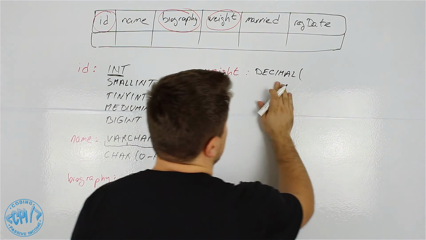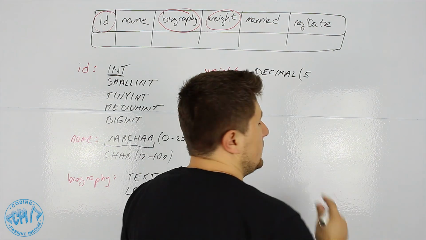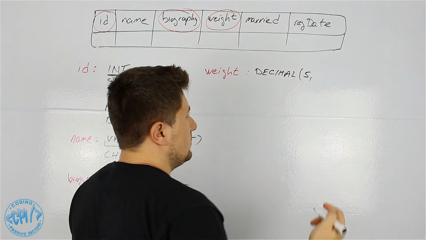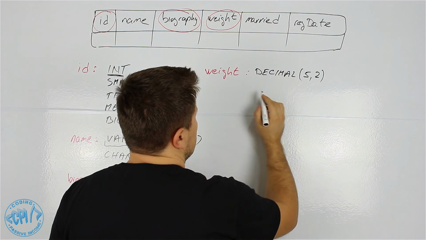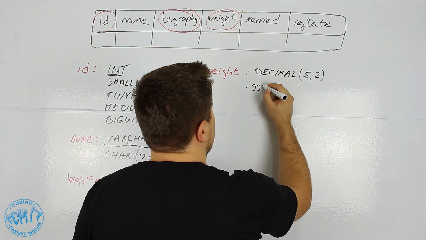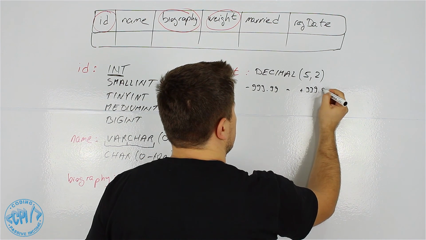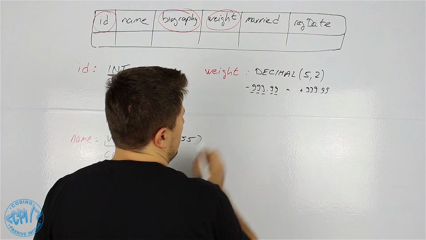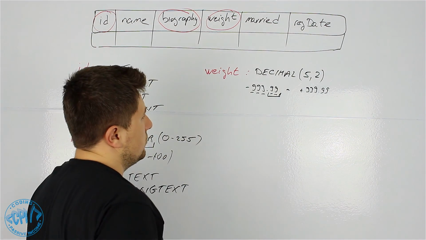And when we write decimal, we need to specify two numbers. The first number represents how many numbers there will be in total, and the next number represents how many decimal places. So for example, if we say 2. And now if we try this, we can understand that for this column we can use numbers from minus up to the plus, because as you can see, there are 5 numbers, 1, 2, 3, 4, 5, and there are 2 after. Okay, so this is fine.